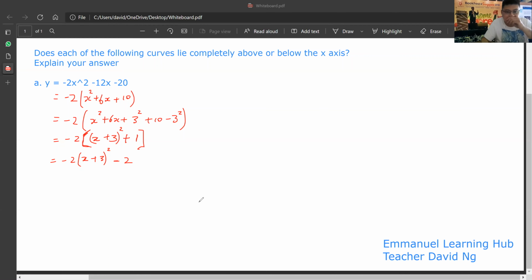Okay. So the turning point. This is the N shape, right? It's an N shape. So the maximum turning point is minus 3, minus 2. So this is the maximum turning point, right?